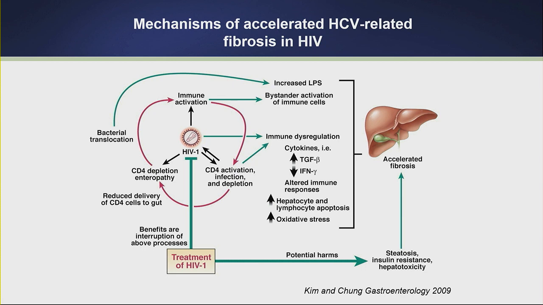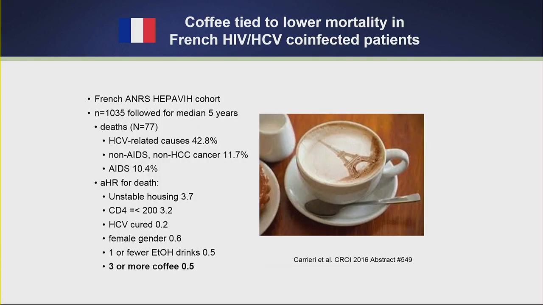Now when you weigh the benefits of treatment of HIV versus the harms, with modern regimens, we don't see the steatosis, insulin resistance, and hepatotoxicity levels of previous regimens. And so really it does add up to shutting down this whole cascade.